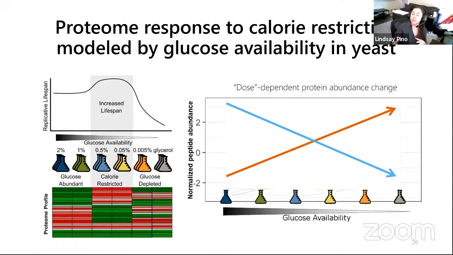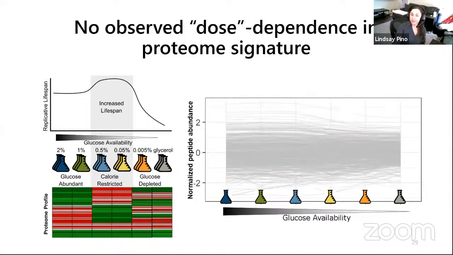I might see a dose-dependent change in protein abundance, where maybe a particular protein is highly abundant when glucose is available, and then lowly abundant when there isn't glucose, or vice versa: low abundance in high glucose, and then becomes highly abundant when we move to low glucose. When I looked at my data, I didn't really see either of those trends.